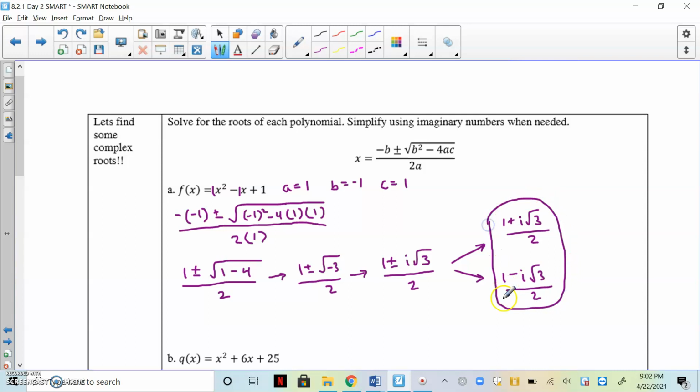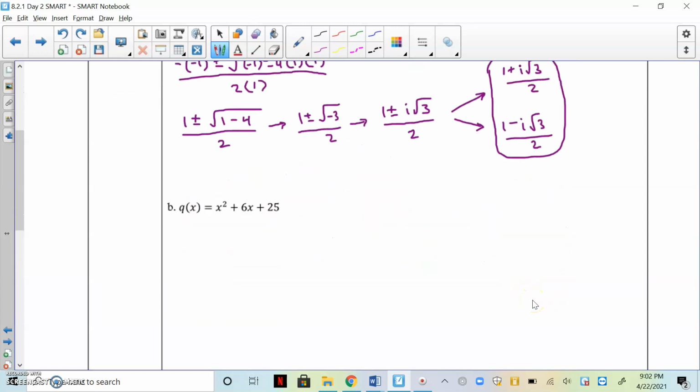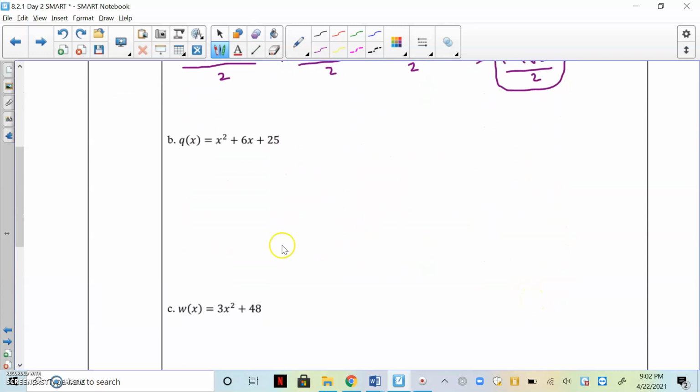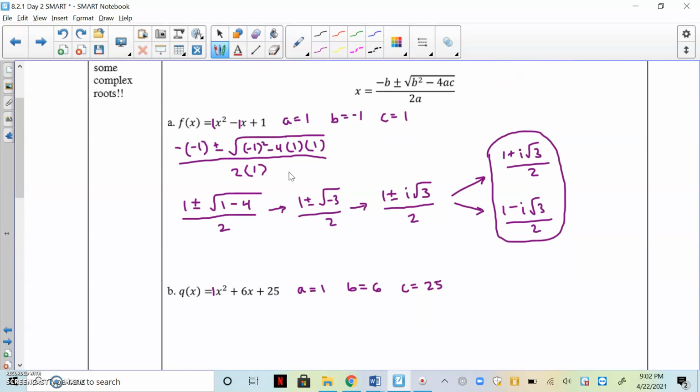Okay, let's do the next one. Let's see if we can get them all done. All right, A, B, and C. This one has an A of 1, B of 6, and C of 25. So again, let's see if I can have that up there, just so you guys can see.